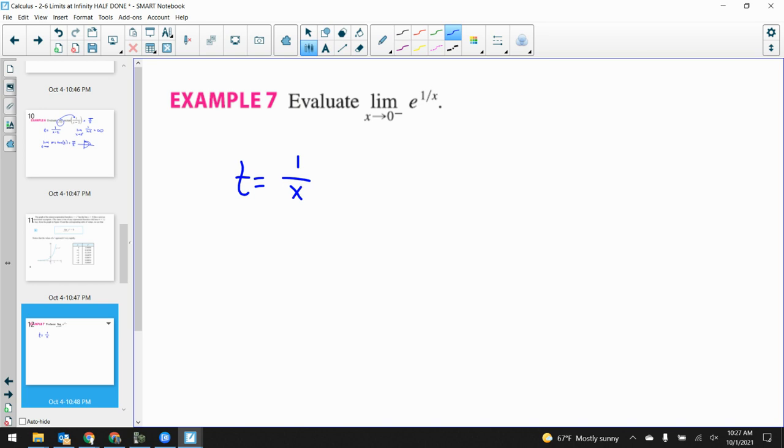Set a variable equal to that innermost function, 1 over x in this case. And now let's evaluate the limit. Let's apply this limit to this piece in here. The limit as x goes to 0 from the negative of 1 over x is what? Again, no direct substitution here. So we've got to think through it logically.